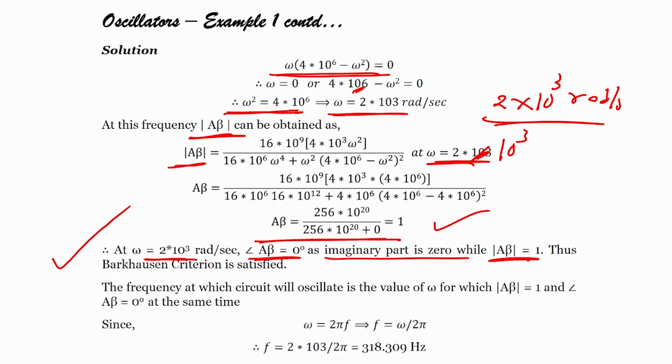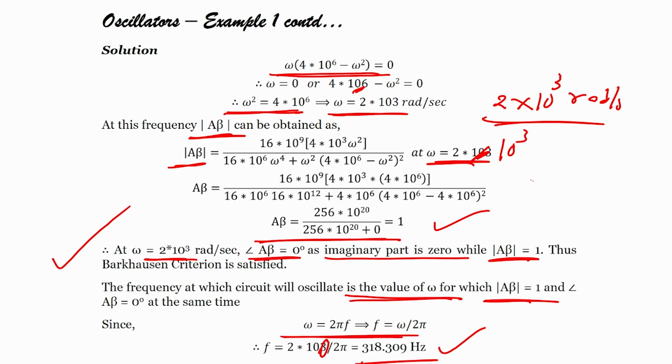So, let us find the frequency. If you see the screen, the frequency at which the circuit will oscillate is the value of omega for which A beta equals 1 and phase shift is 0 at the same time. Since omega equals 2 pi f or f equals omega by 2 pi, we know the value of omega, omega is 10 to the power 3 by 2 pi, or 318.309 hertz. This is my mistake, so just consider this 10 to the power 3.